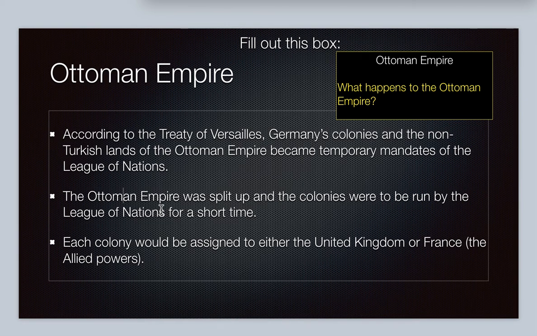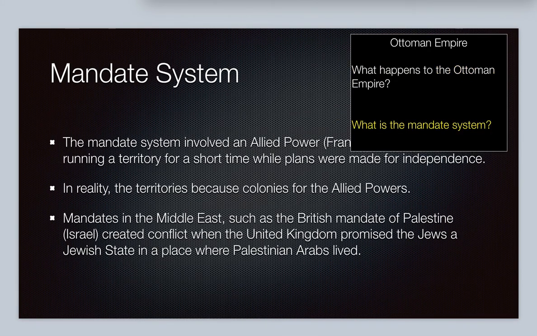Okay, so the Ottoman Empire was split up and Germany's colonies were to be run by the League of Nations for a short time. This was the plan. So each colony would be assigned to either the United Kingdom or France, one of the Allied powers. Okay, so the Ottoman Empire is split up and it's going to be run by one of the winning powers, the United Kingdom or France.